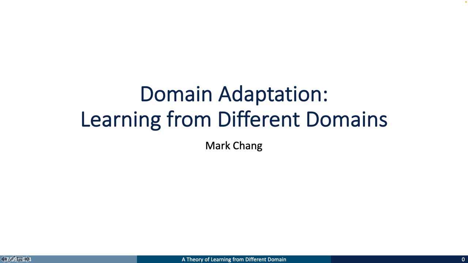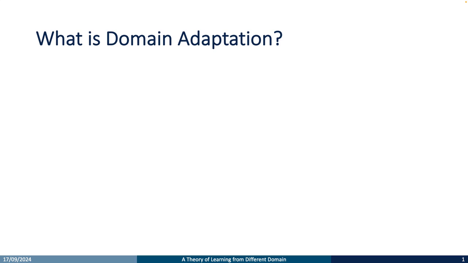In this presentation, I will introduce the theory of learning from different domains, known as domain adaptation. Domain adaptation occurs when the training data and testing data come from different domains. This is a very common situation in real-world machine learning applications. Let's start with some examples to illustrate domain adaptation.